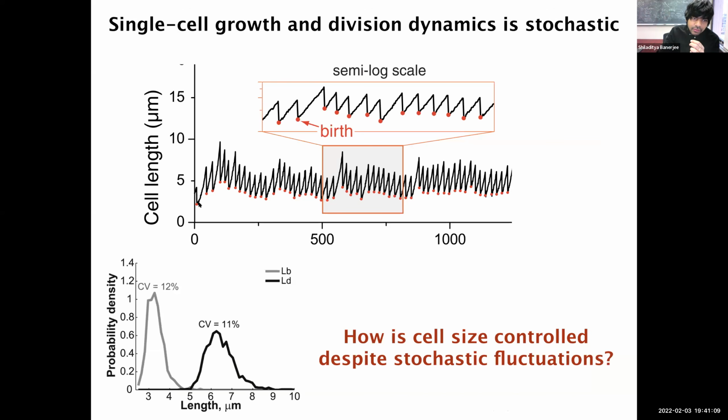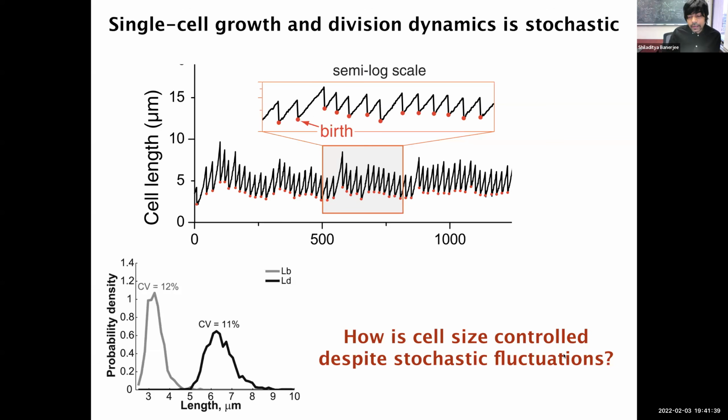These red dots are when a new cell is born. And you can see that the timing of the division is pretty random. The size is pretty random. You can blow this up on a semi-log scale, and you see that the growth is fairly exponential because you see linear lines. When you plot something on a semi-log scale and it looks linear, it's exponential. So the question is, how is cell size controlled despite stochastic variations?